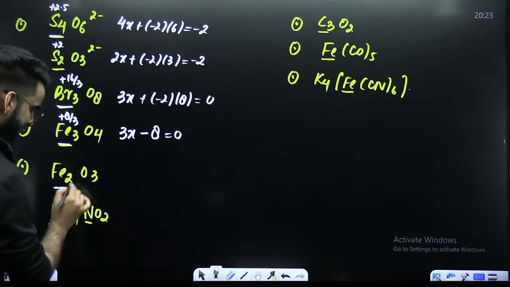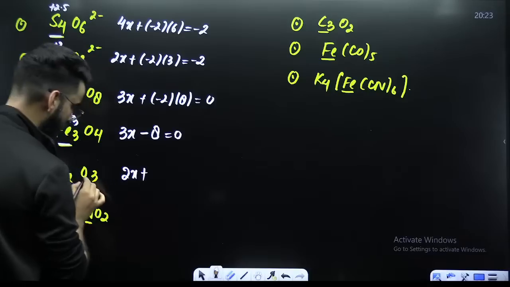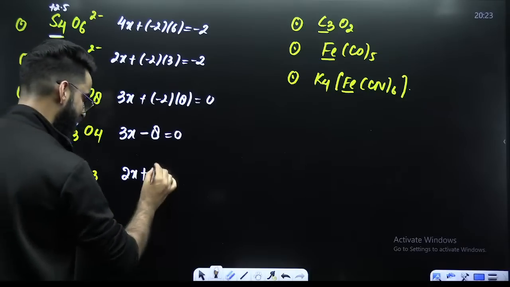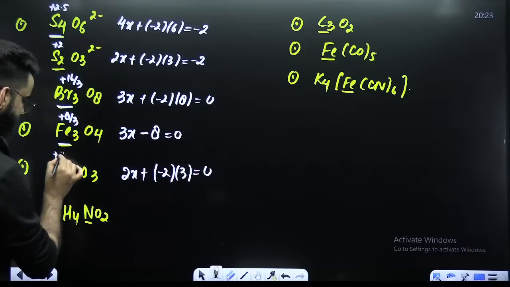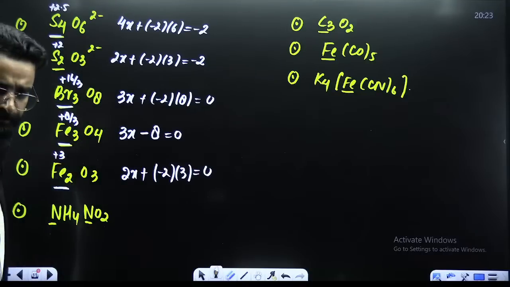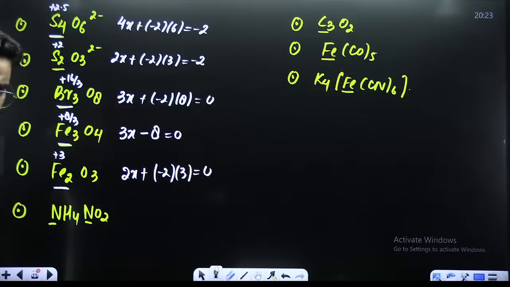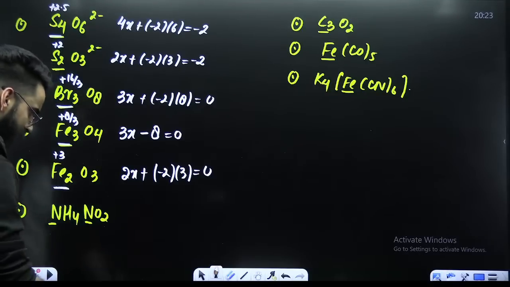Okay. This iron, it's going to be 2X plus oxygen shows -2, -2 into 3 is equal to 0. So X value is +3. Right, people? Now, NH4NO2. Look at this particular compound.